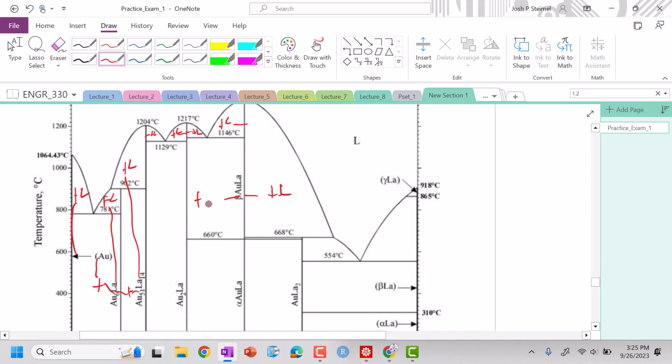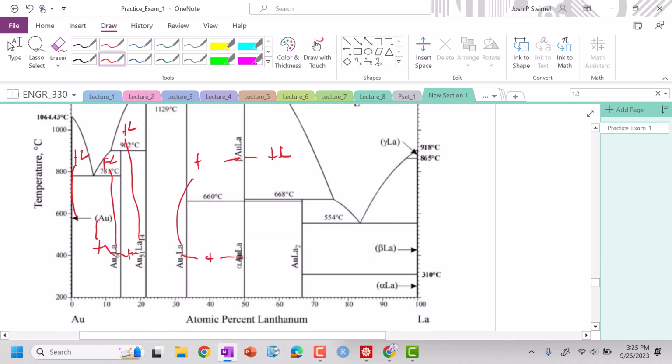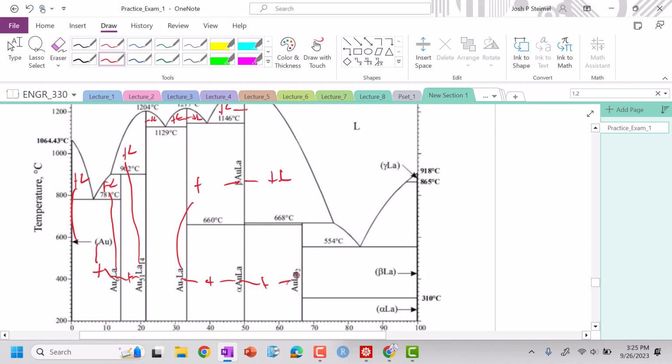This phase plus this phase. This phase. Again, you need to write all this out, but I don't. I'm the professor. Just joking, but not really.